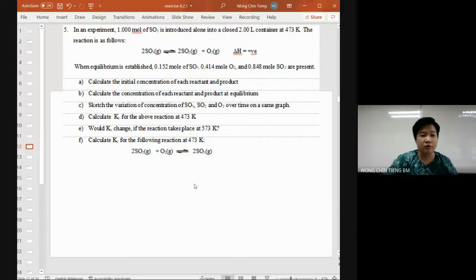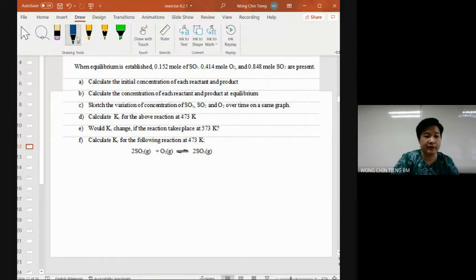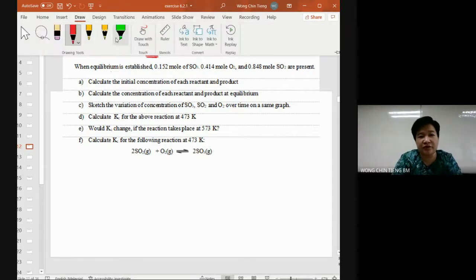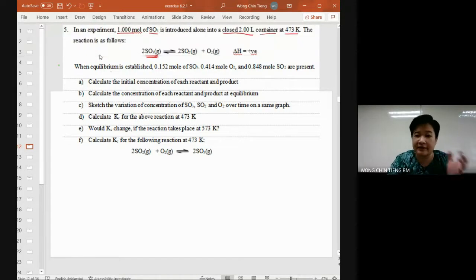So, in an experiment over here, you have 1 mole of SO3. SO3 is your gas. It is introduced alone into a closed 2-liter container at 473 Kelvin. The reaction is as follows. So first and foremost, when you are having your KC, KP question, the most important thing when the question gives you a chemical equation: balance, physical state.